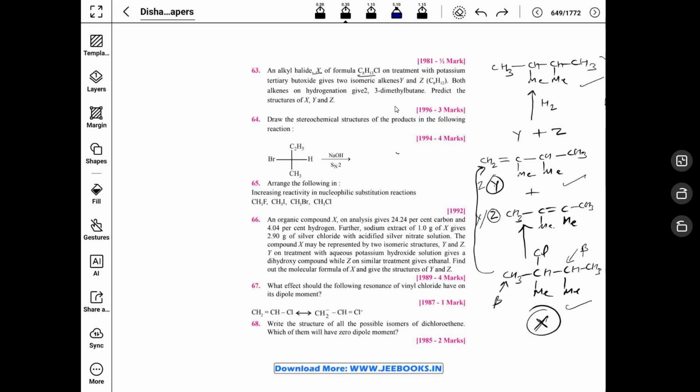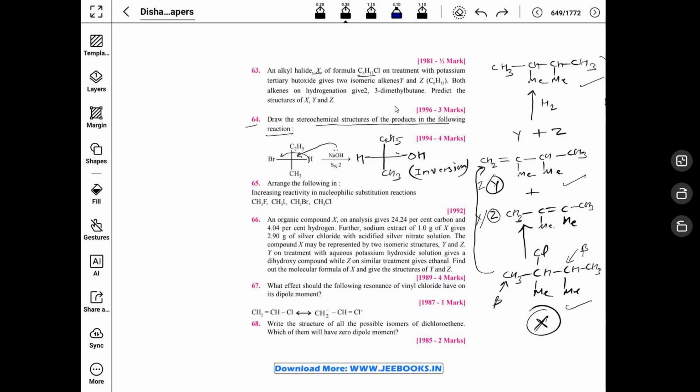Now moving to question 64: draw the stereochemical structure of the products. So this is the SN2 reaction, and we know that in SN2 the nucleophile attacks from the backside, and this leads to the inversion of configuration. So what will be the product? Because we have to write it in Fischer projection form, hydrogen will come here, and the nucleophile will be here. So this will be the inverted product.